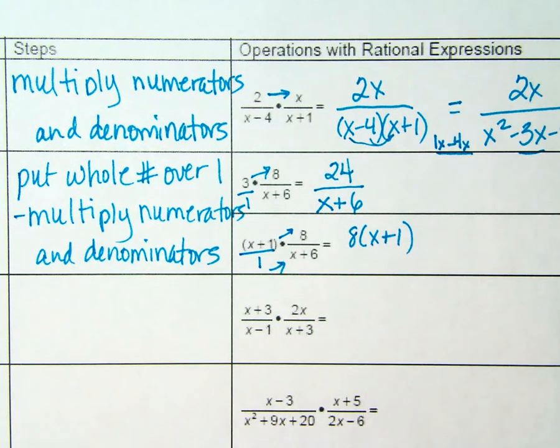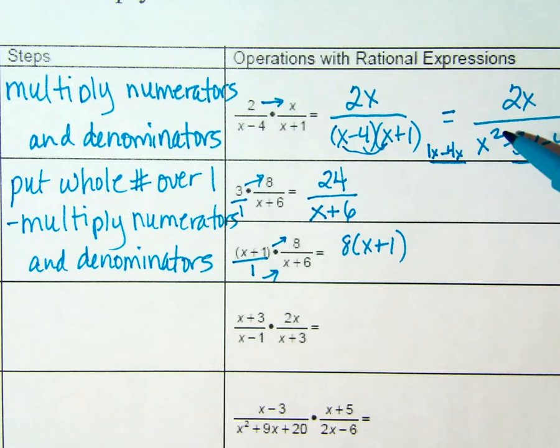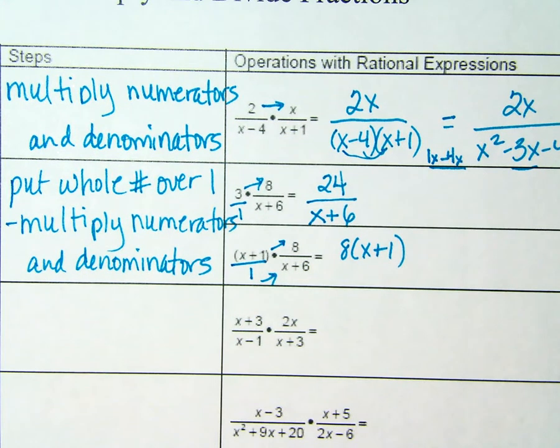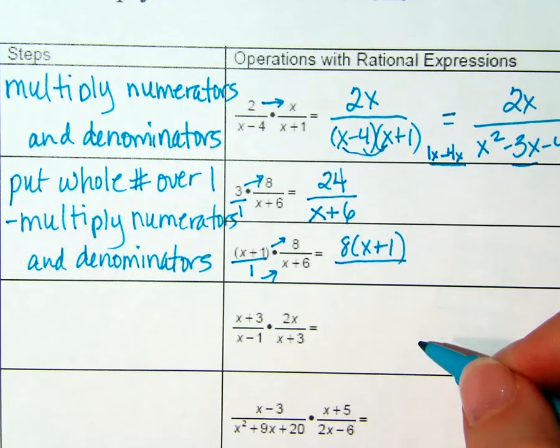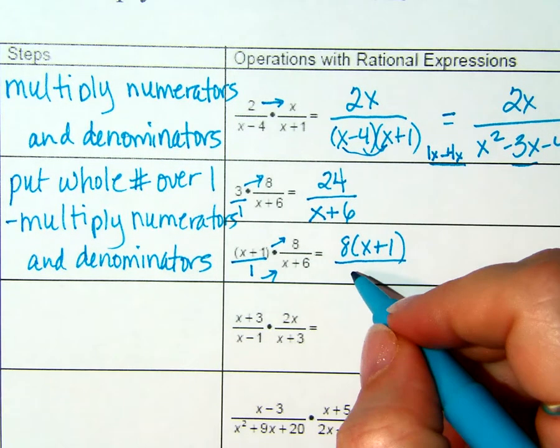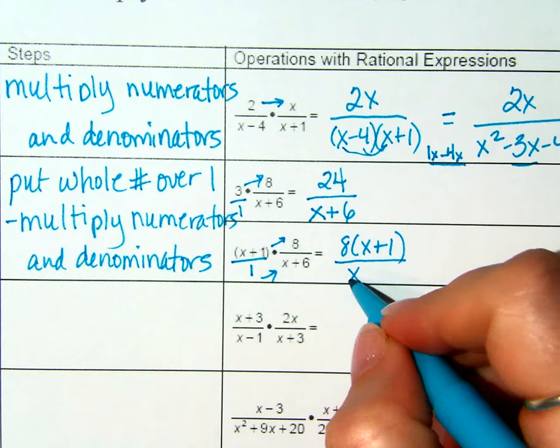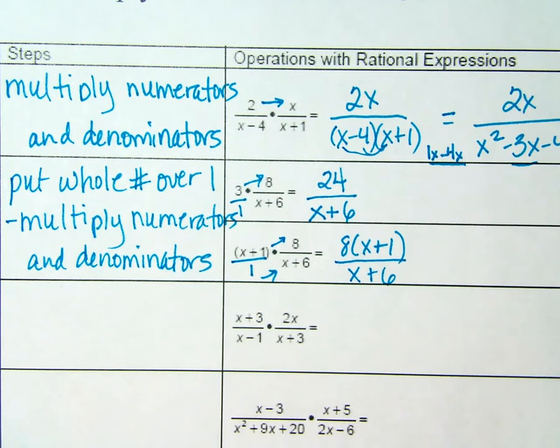Okay, so you said 8 times x plus 1, and he said 8x plus 8. Which one's right? Both. They're both right. Remember, that's a whole conversation like we had up at the top in that first example. It really depends on where we're going next to how we need our answer written. We can leave it like this, or you can write 8x plus 8. And the denominator I have x plus 6. Yep, that's all right.